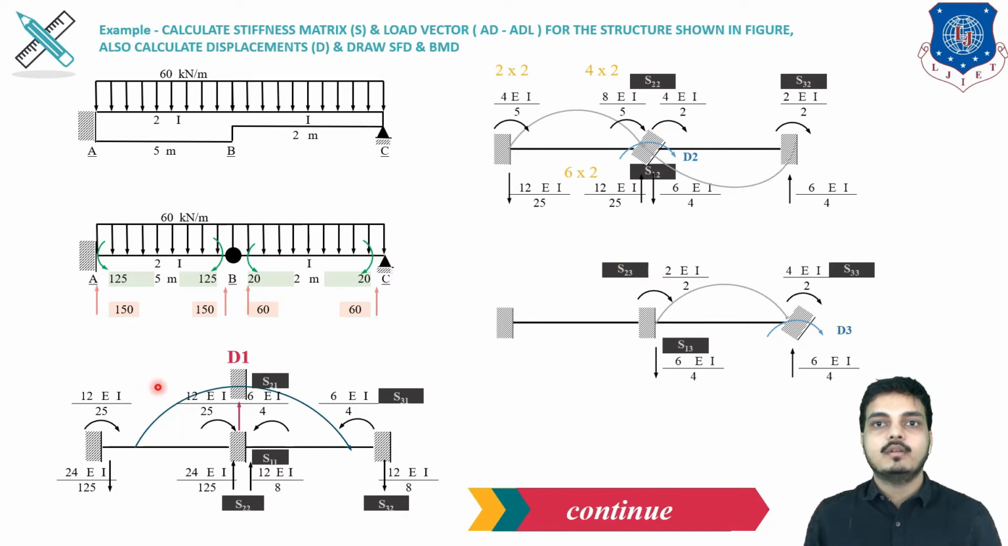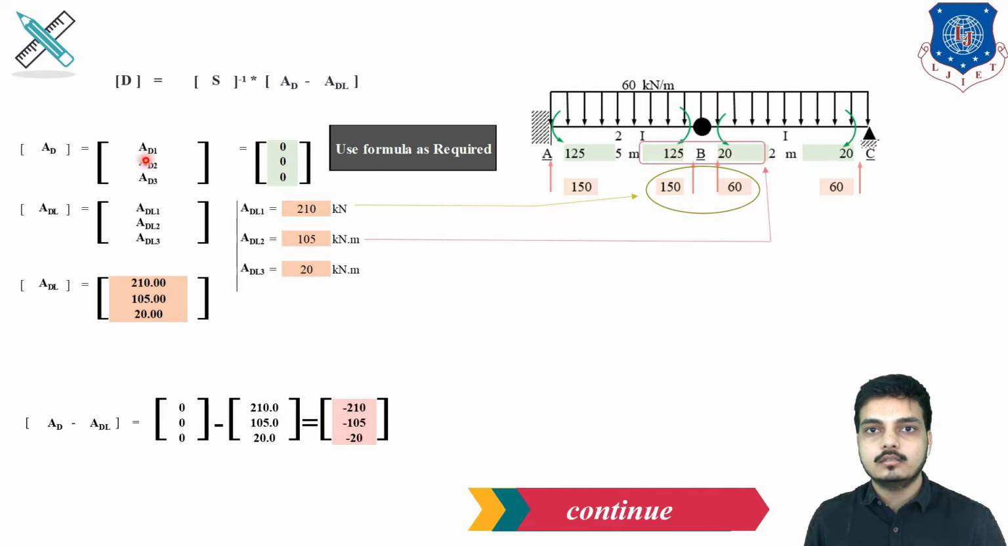Now look what we have to see. D1 is my vertical unknown. Is there any reaction given over here? No. So our AD1 will be 0.